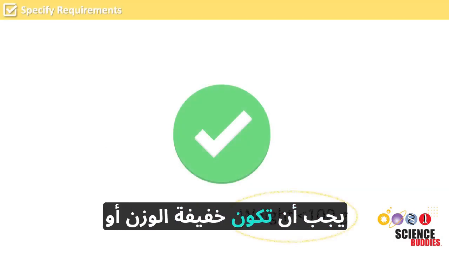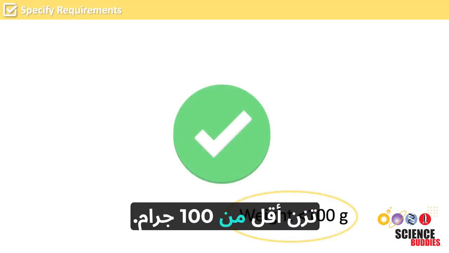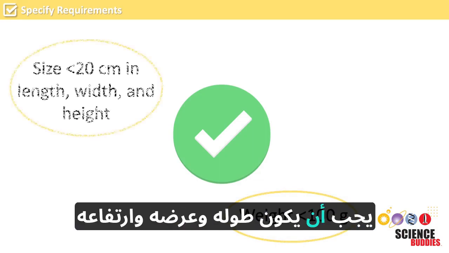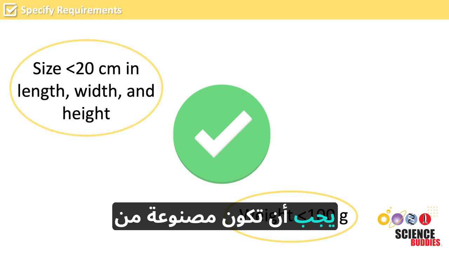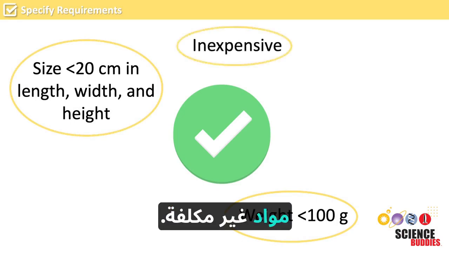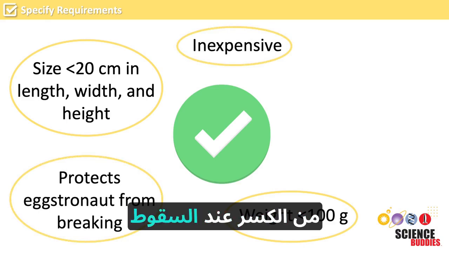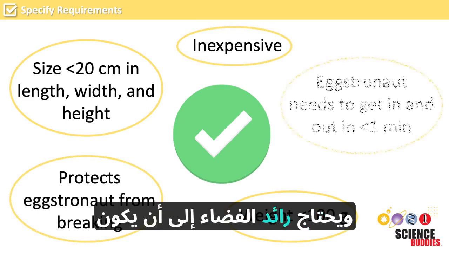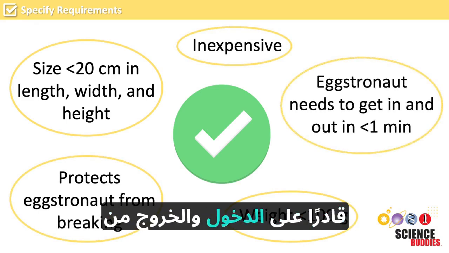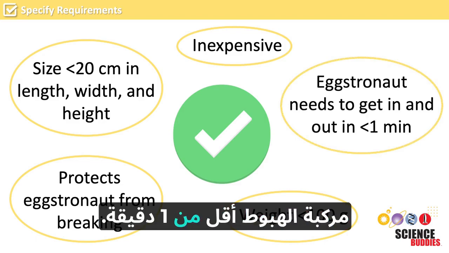It needs to be lightweight or weigh less than 100 grams. It needs to be smaller than 20 centimeters in length, width, and height. It needs to be made from inexpensive materials. It needs to protect our Eggstronaut from breaking when falling from 8 feet. And the Eggstronaut needs to be able to get in and out of the lander in less than 1 minute.